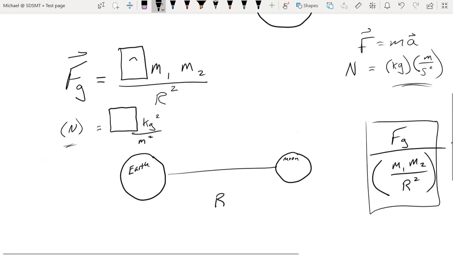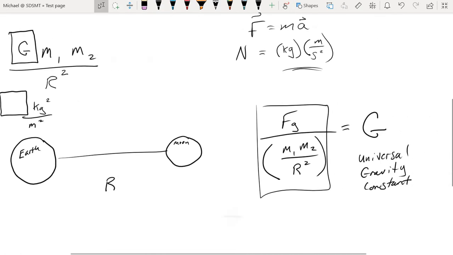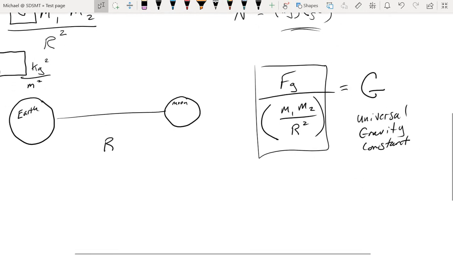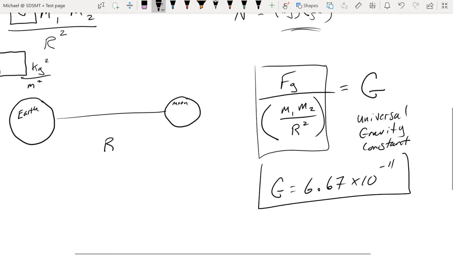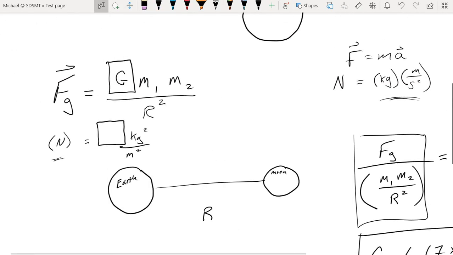So that's the missing piece of the equation. This is the missing number that is going to make everything work out right. And the value of big G was 6.67 × 10^-11. But now we need some units for big G.